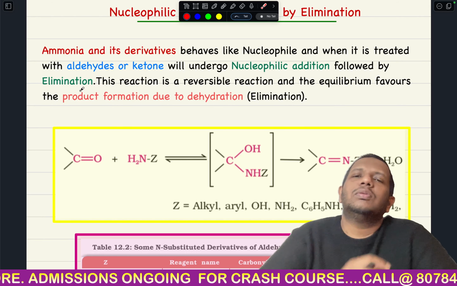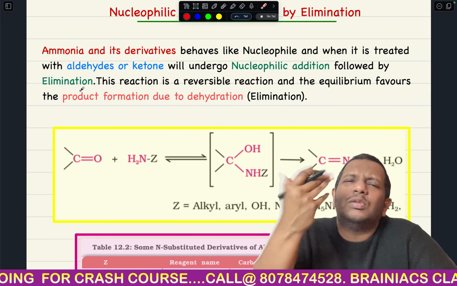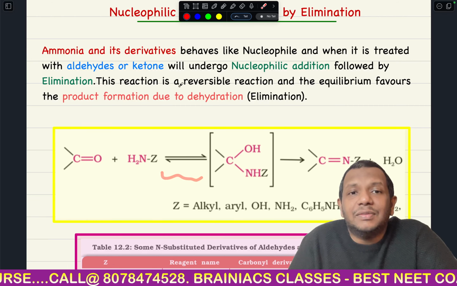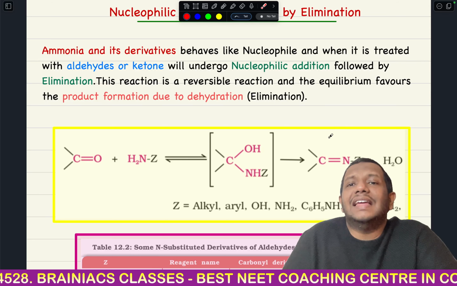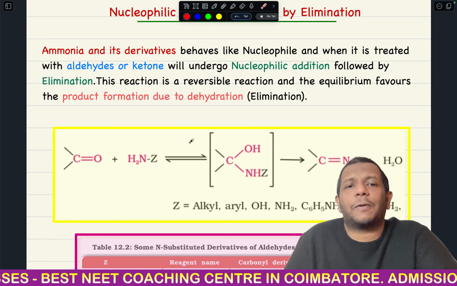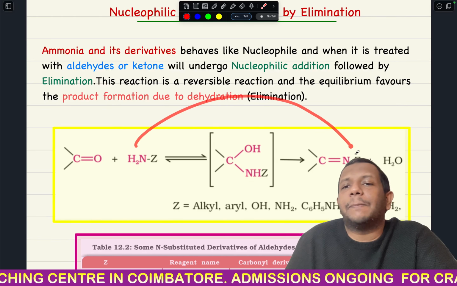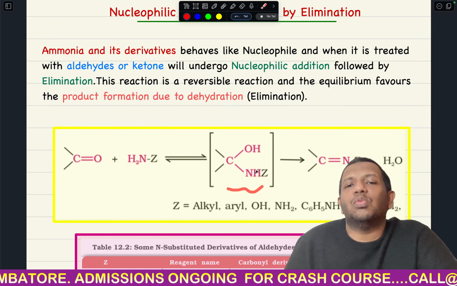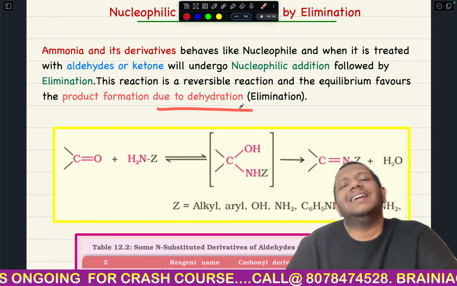Why? Many students may ask, sir, why does it not undergo nucleophilic addition alone? Why is it going for elimination? The reason is that the whole reaction is a reversible reaction. This is directly mentioned in your NCERT. The equilibrium will proceed to the right side for formation of the product only if water is removed, then only will it end up in a stable product. That is the reason why it will always eliminate water. So it favors product formation only by dehydration.